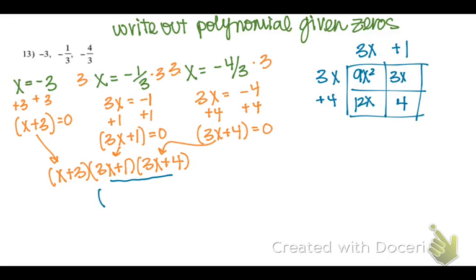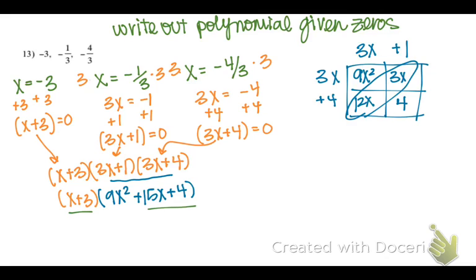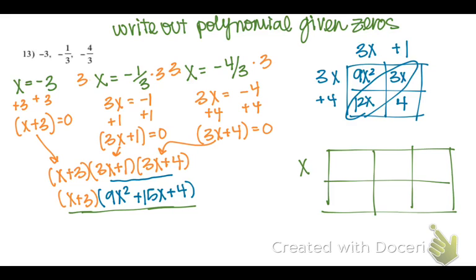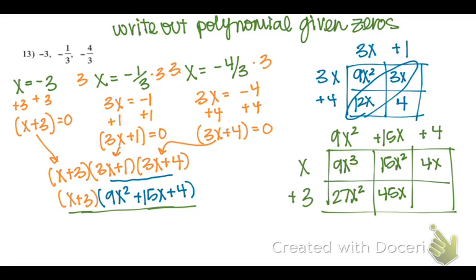So if I pull that all out, I'm left with 9x squared. Those two combine to be 15x plus 4. And then I'm just going to bring this x plus 3 back down. Now I can multiply those together. So I draw a 2 by 3 box. So I get x plus 3, 9x squared plus 15x plus 4. So that's going to be 9x cubed. That's 27x squared. 15x squared, that would be 45x, 4x, and 12.